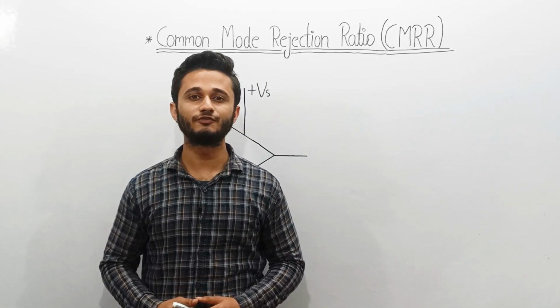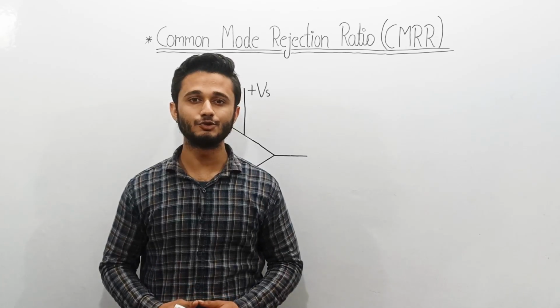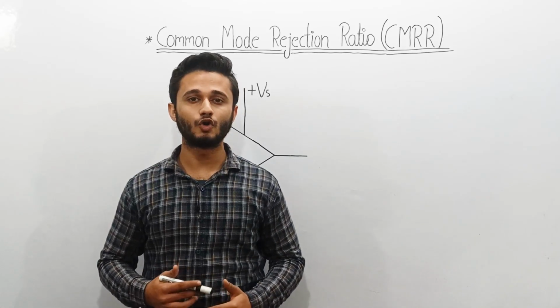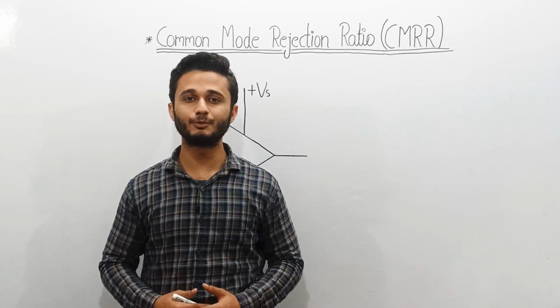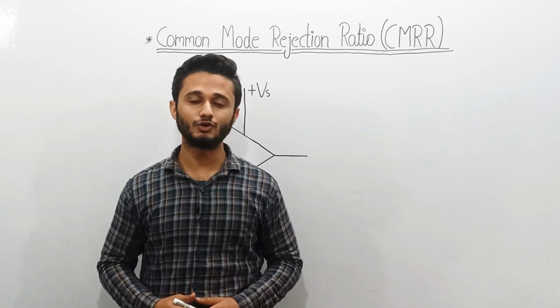Let's now move on to one of the most important specifications of the op-amp, which is common mode rejection ratio or CMRR. When same input or common input is applied to both the input terminals of the op-amp, then the op-amp is said to be in common mode configuration.